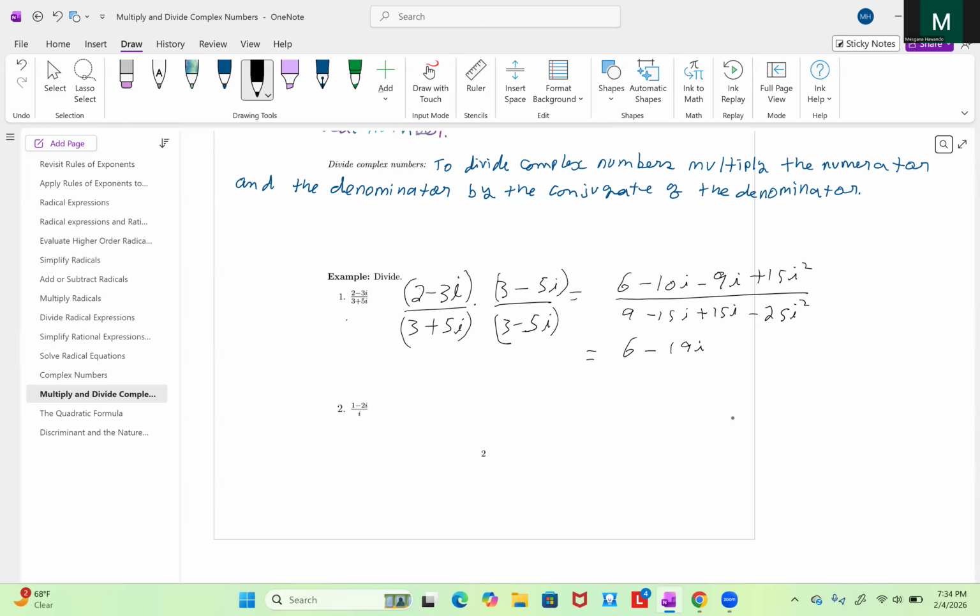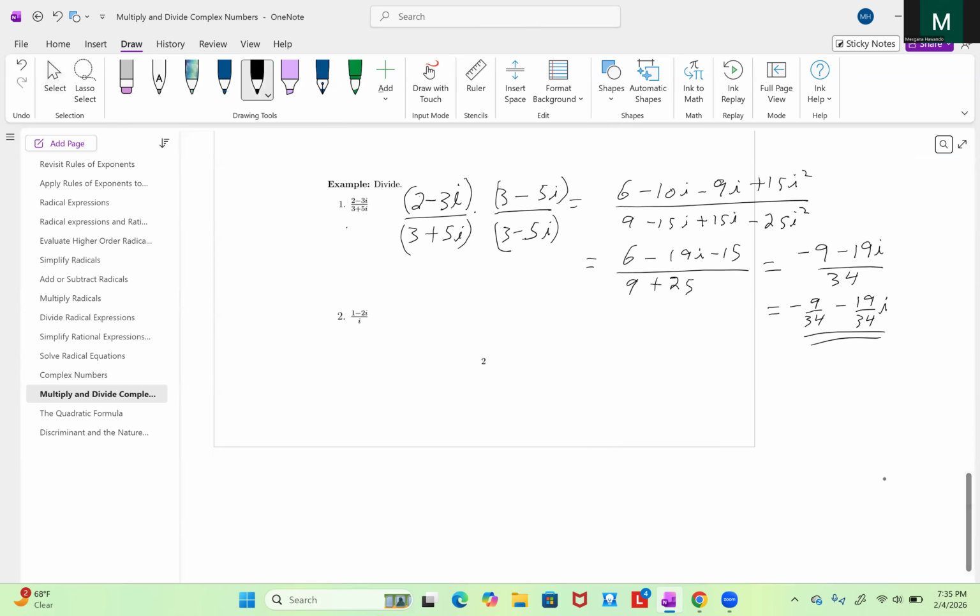i squared is negative 1, times 15 is negative 15, over 9 minus 15i plus 15i is 0, minus 25 times i squared. i squared is negative 1. Negative 1 times negative 25 is 25. This here is equal to 6 minus 15 is minus 9, minus 19i, over 9 plus 25 is 34. So we write this as minus 9 over 34 minus 19 over 34 i. Final answer.